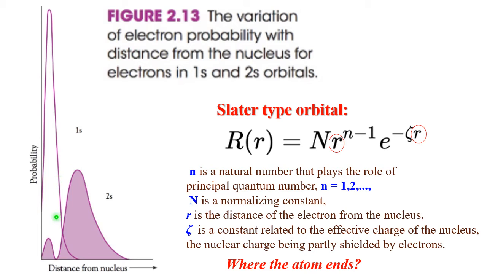You can see 1s orbital is going here. Here is going close to 0. Now, does it come to 0? So where the atom ends? The answer is it never ends. Exponent is never 0. No matter how big r is, you still have very low electron density left.